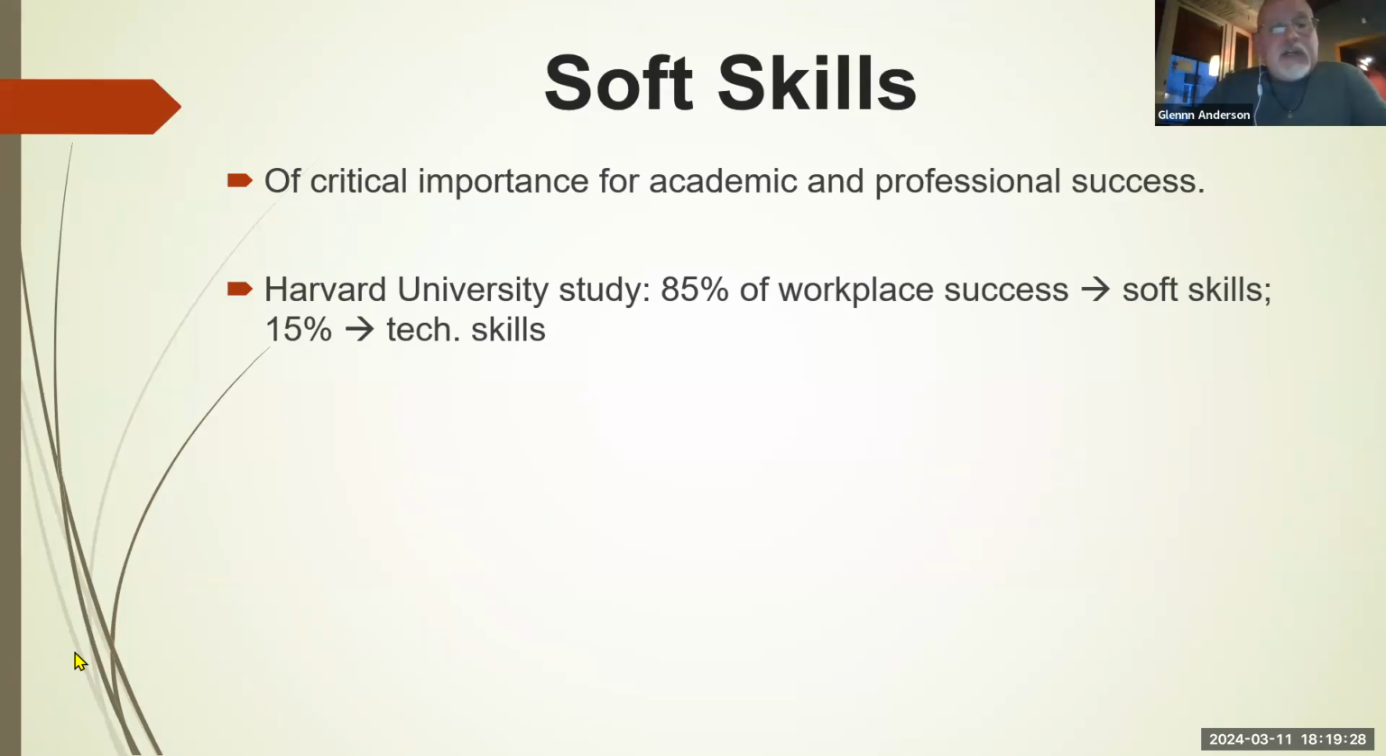At Harvard University, they did a study and found that 85% of workplace success is soft skills. Your ability to be organized, your ability to work well with others, your ability to plan, your ability to continue to work in the face of adversity, your ability to communicate, all of those are soft skills. Only 15% did they determine were technical skills.